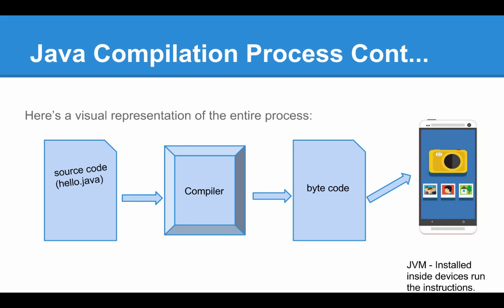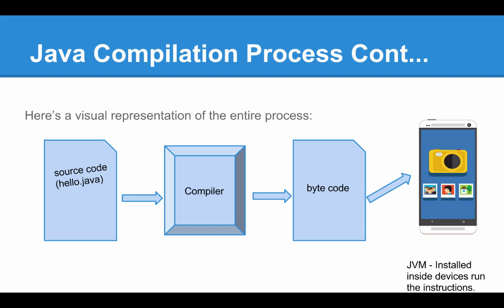Now, the bytecode doesn't run directly on devices. What happens is it runs on the Java Virtual Machine. A Java Virtual Machine is essentially software that can be found in a lot of devices, such as phones, computers, and so on, where the Java Virtual Machine takes the bytecode, understands what it is, and runs the application. That's how the compilation process works.